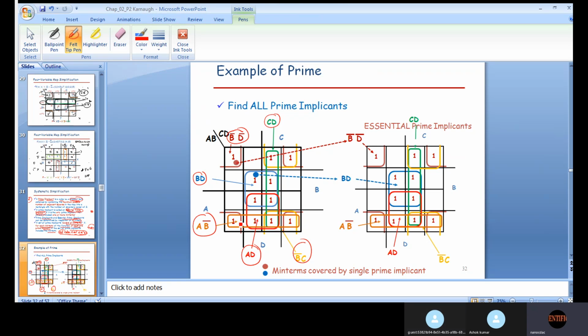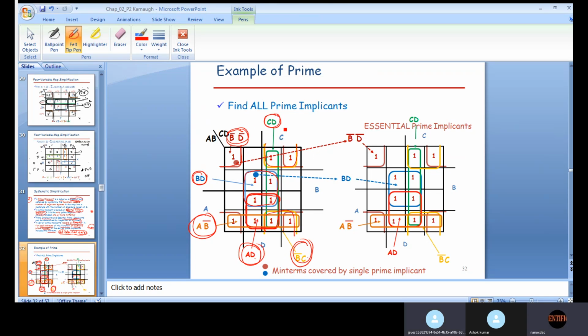Each prime implicant represents a group of adjacent cells, a group of min terms. This is also a group of min terms, and this is also a group of min terms. Each group of min terms has a respective term, which is a product term. These product terms are called prime implicants.